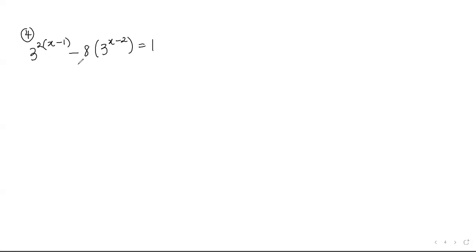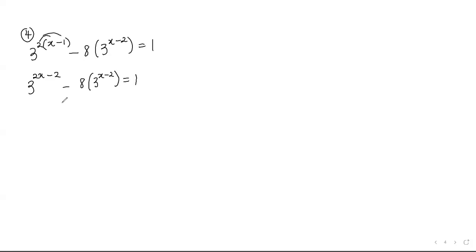So how do we simplify question 4? The first thing you should do here is simplify these by distributing. Now you have 3 to the 2x minus 2 when you distribute, and minus 8 into this is like 3 to the x minus 2.